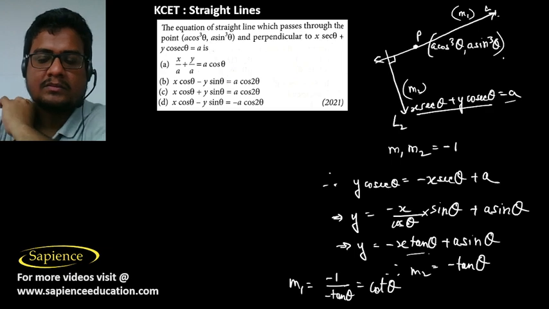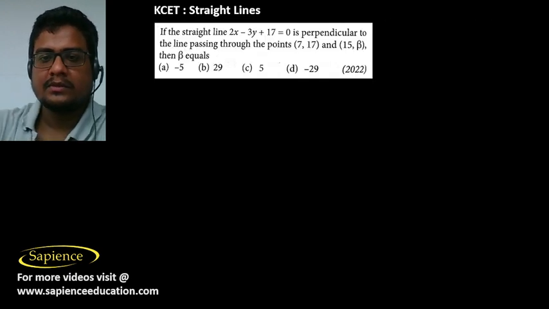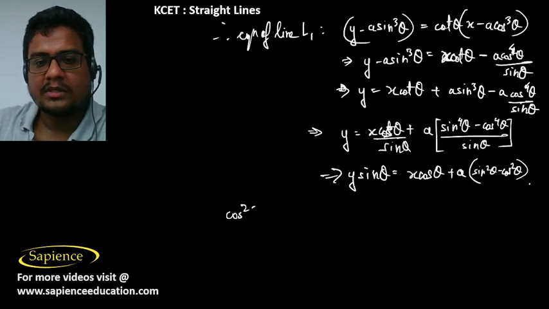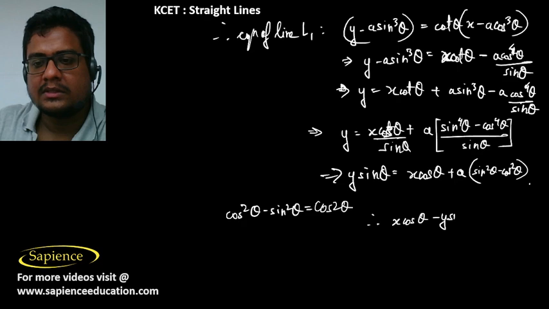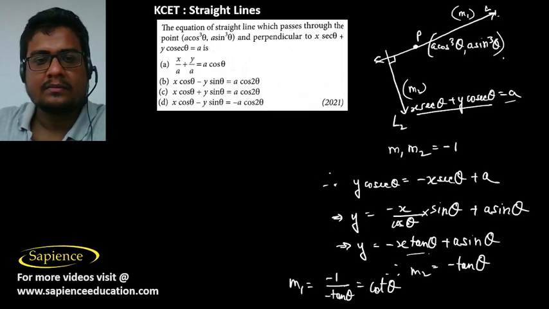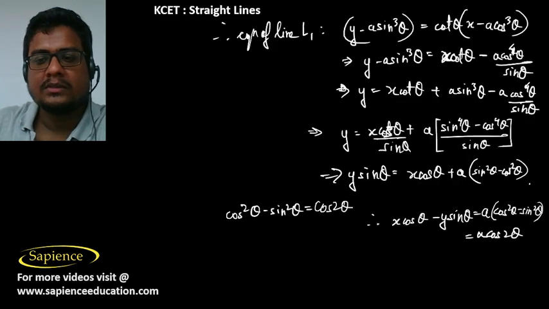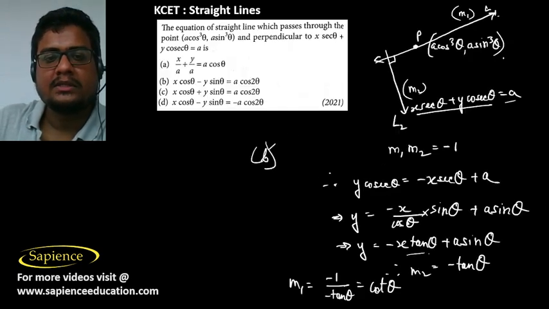Now here we know that cos²θ - sin²θ is equal to cos2θ. Therefore this can be written as minus cos2θ. Therefore I can write x cosθ - y sinθ = a(cos²θ - sin²θ), which is equal to a cos2θ. That means that D is the correct answer.